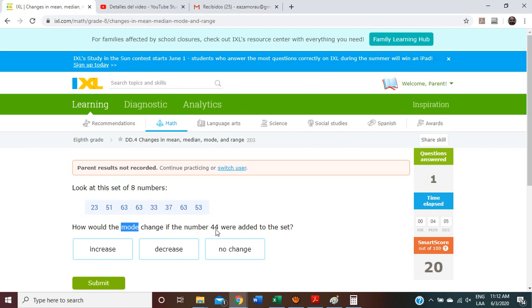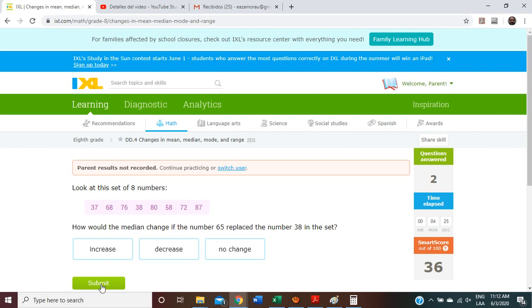So if we add a 44, nothing is going to happen. 63 is going to be still the mode. So there is going to be no change in here. Okay, we submit our answer.